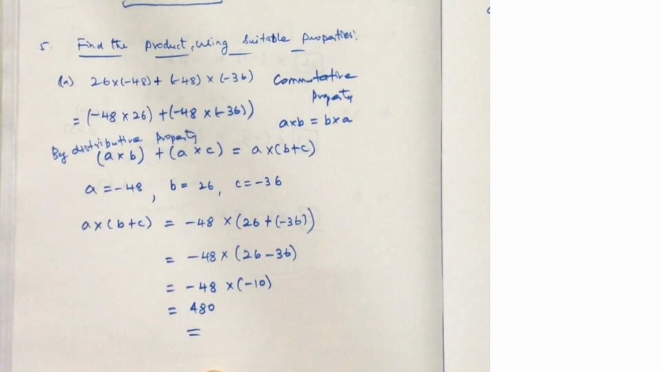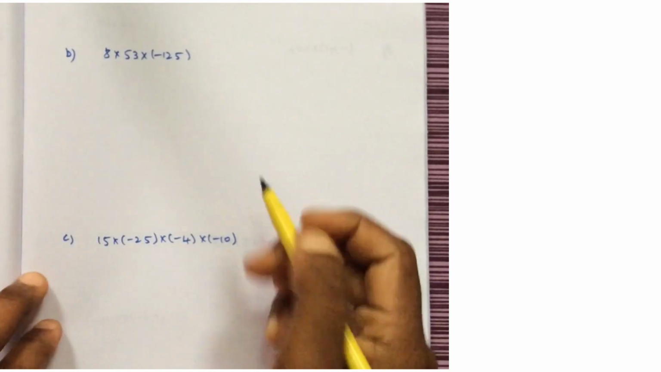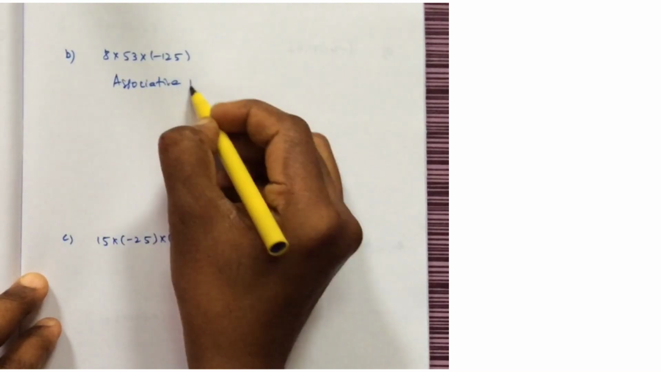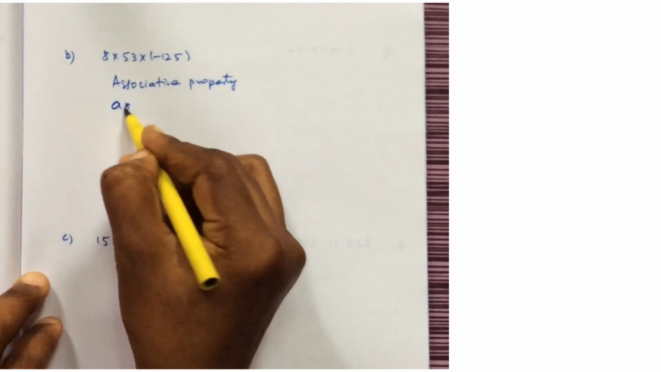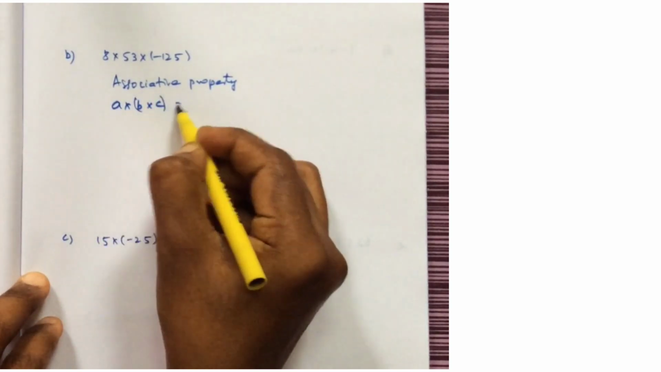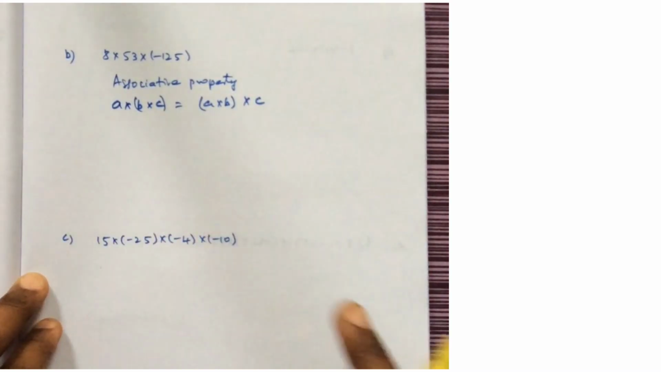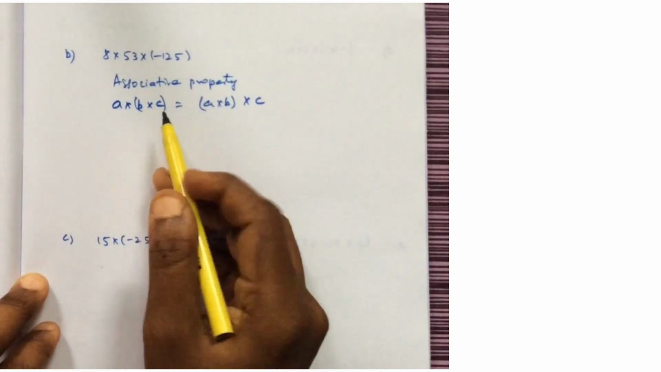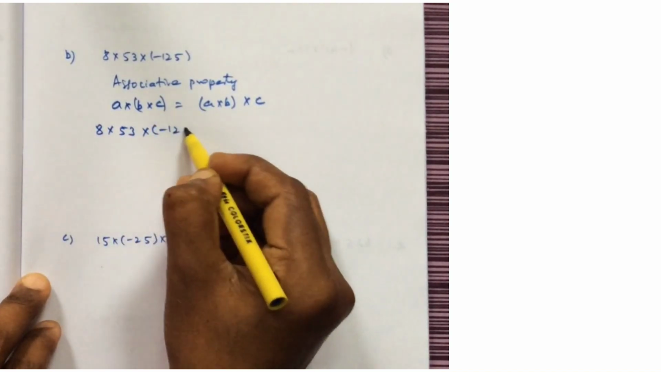Okay. The next problem is 8 multiplied by 53 multiplied by minus 125. Here also you have to use a property. That property is called associative property. What does associative property say? A into B multiplied by C, whether you multiply like this or if you interchange the order of multiplication, the result is going to be the same. Okay, so now you see here 8 multiplied by 53 multiplied by minus 125.